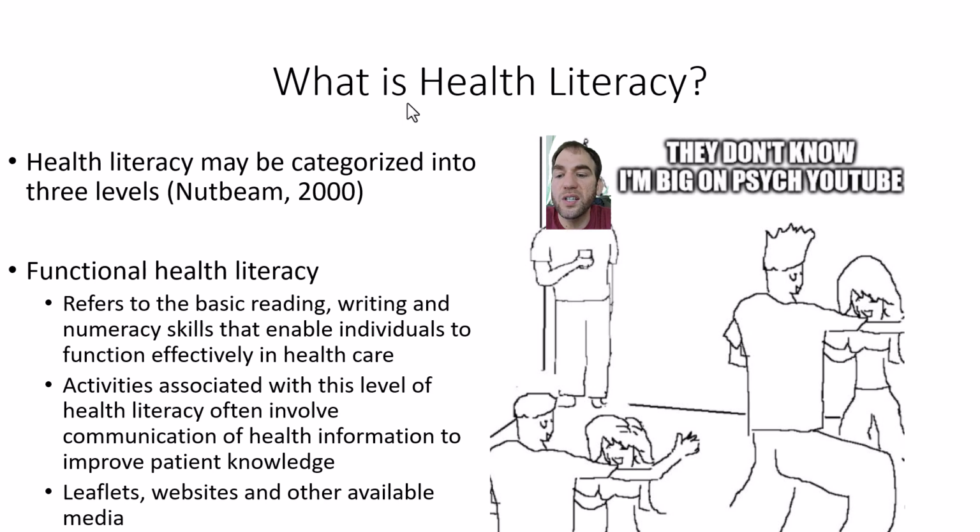Nutbeam in 2000 categorized health literacy into 3 levels. The first, functional health literacy. This refers to basic reading, writing, and number skills that enable individuals to function effectively in healthcare settings. Activities associated with this level of health literacy often involve communication of health information to improve patient knowledge. Some examples include leaflets, websites, and other available media. So kind of straightforward here. This is functional health literacy, bare minimum kind of situation here.